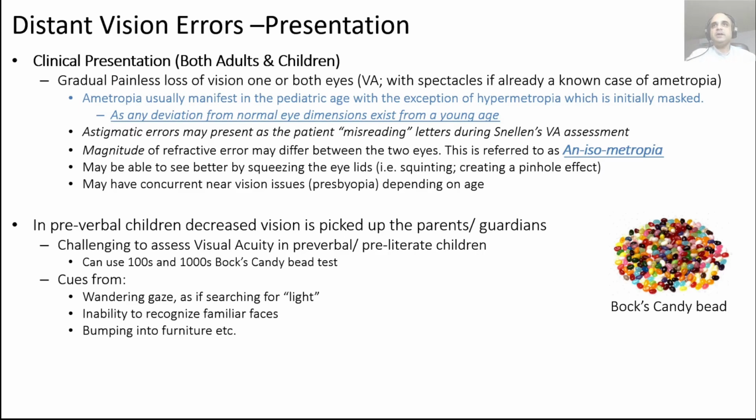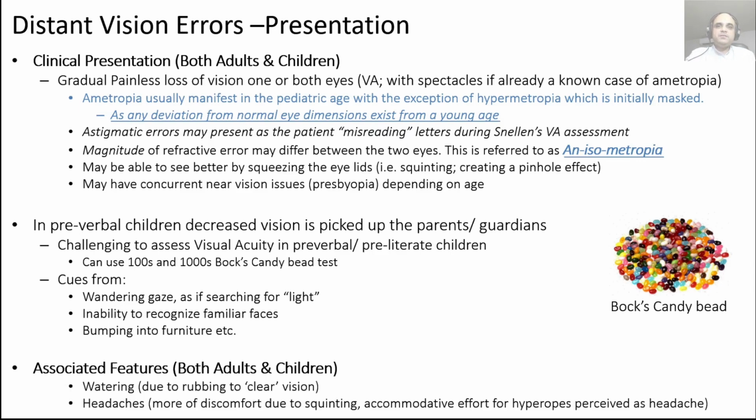So one test is called the Worth candy bead test, or Bok candy bead test. And what he does is, they're specially designed candy beads, but you can use any small candy that you get. You place it about 40 centimeters from the child and ask the child to pick it up. If the child can pick it up, that would mean that the child has at least 6/60 vision. So this is one way of assessing visual acuity in children. It's not the easiest way to do it, but it is possible to assess visual acuity using the candy bead test.